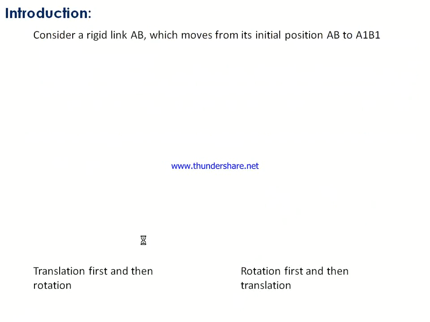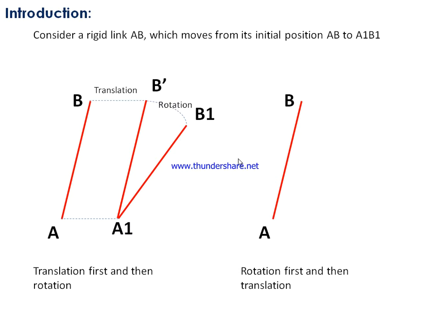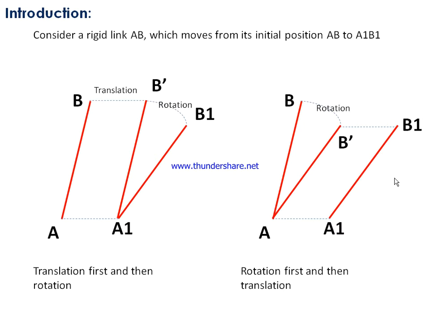Let us explore more about this. Again consider a rigid link AB. It has to reach its final position A1, B1. First there is translation to position A1, B dash and then there is rotation about A1 to reach the final position A1, B1. On the other hand, the same rigid link AB can reach its final position A1, B1 first by rotating about point A and reaching the intermediate position A, B dash and then by translation it will reach the final position A1, B1.